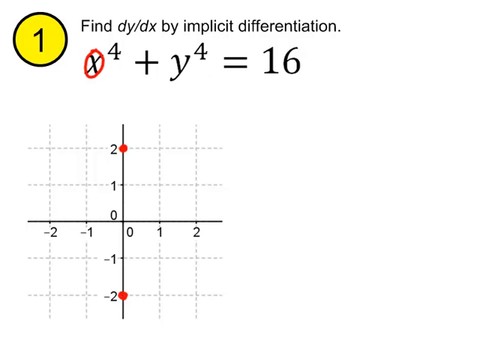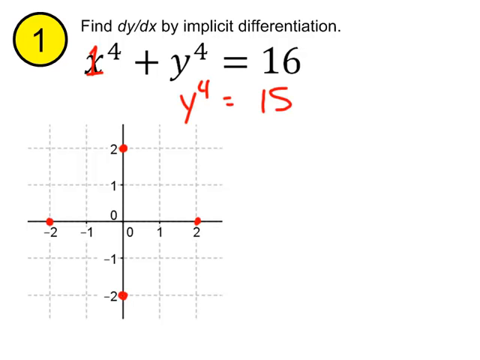Similarly, I could determine that if y were equal to 0, then x would have to be plus or minus 2. The most convenient points are taken care of. Let's then ask ourselves, what if x equaled 1? Well, then that would mean that y to the fourth would have to equal 15.